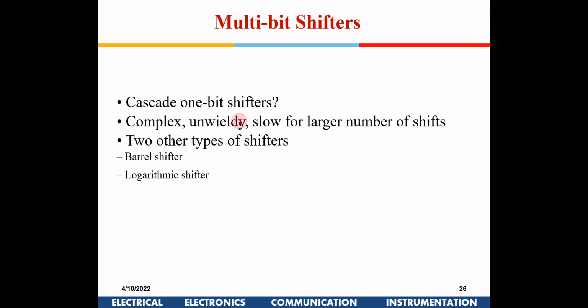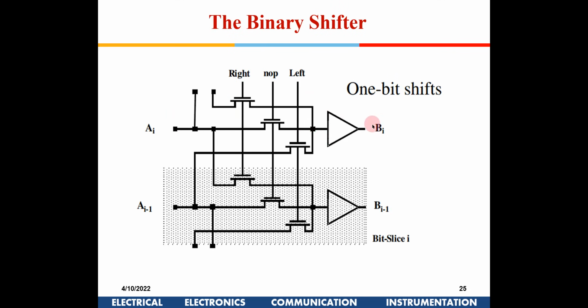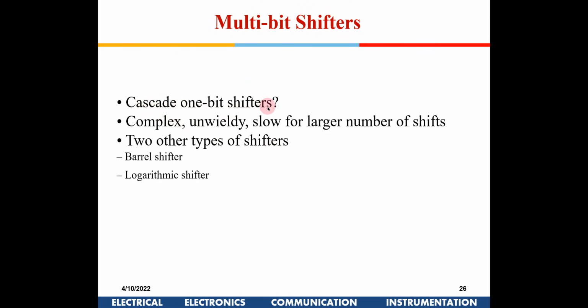Now if I have to do a multi-bit shift, I cannot keep cascading one like this in series with another one. If I keep doing it, then the propagation delay will be very high. So I cannot cascade. So I should do some kind of a parallel operation for it to be fast. Otherwise, it will become very slow. So there are two types of parallel configurations. One is known as the barrel shifter. The other one is known as a logarithmic shifter.